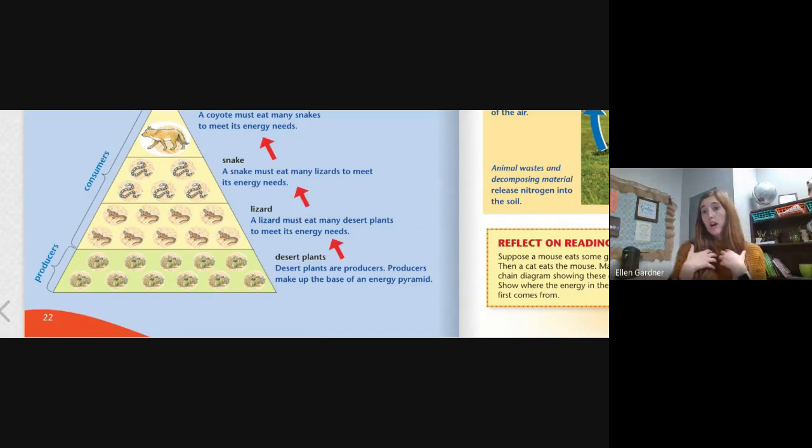So us as humans, we are using up some energy of the food that we eat, but there's also extra. And so the extra energy is always the part that ends up being consumed by the consumer.